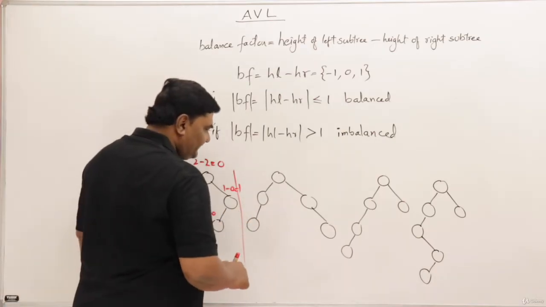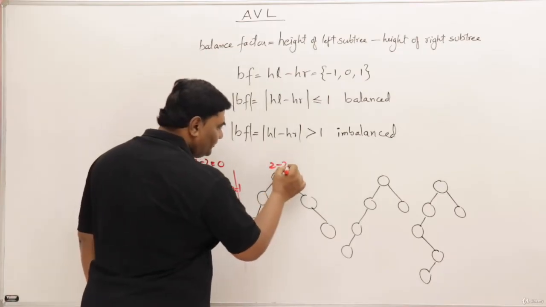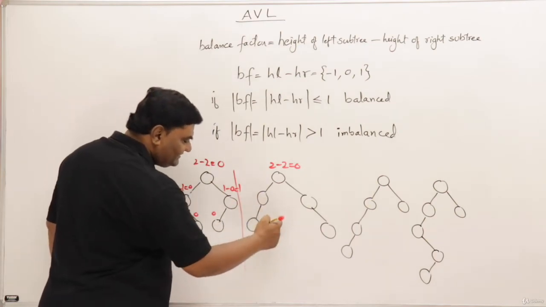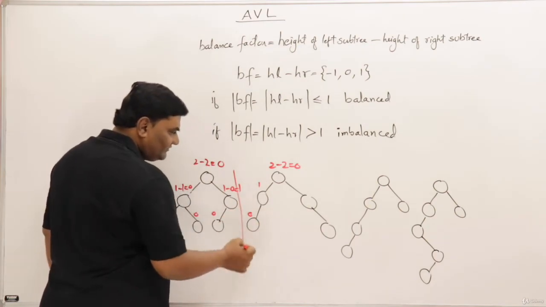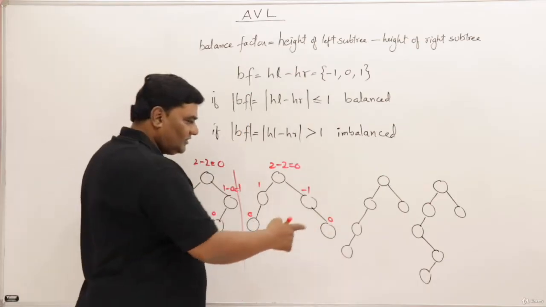Let us calculate for this one. This is 1, 2 minus the right side 1, 2, 2. So this is 0. Then here I will write the direct value. This is 1 and 0. 1 minus 0 is 1 and this is 0 only. This is 0 only. This is 0 minus 1, which is minus 1. What about this?